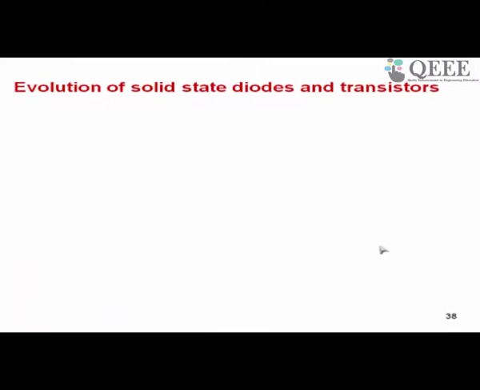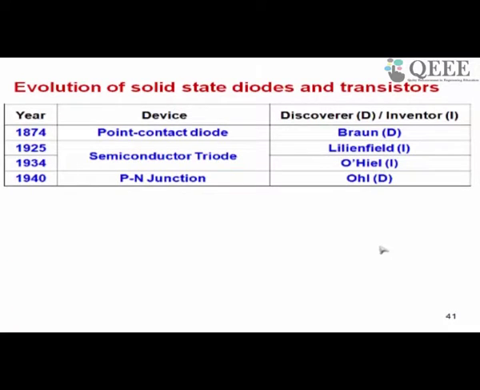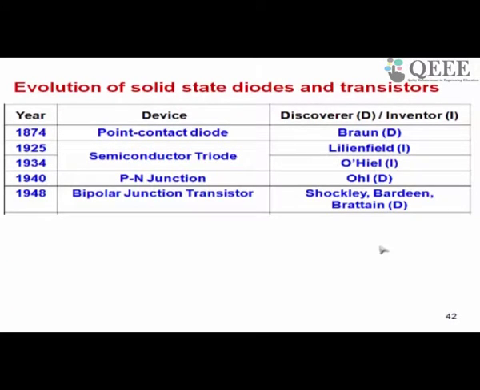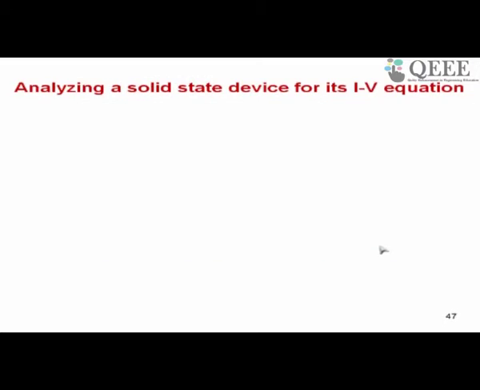Then we looked at the evolution of solid state devices. So we showed how from the 1870s different devices were proposed, right? They were either discovered or they were invented. Then we listed out the steps in which any solid state device can be analyzed.